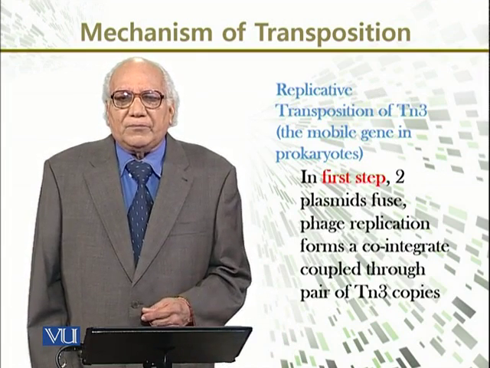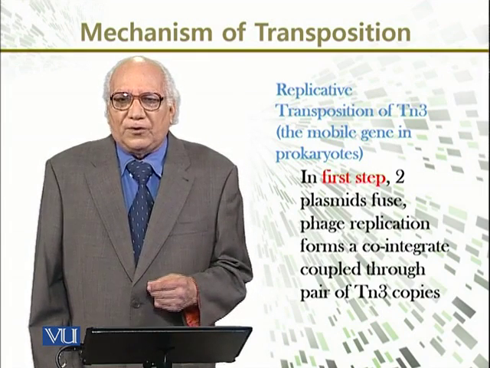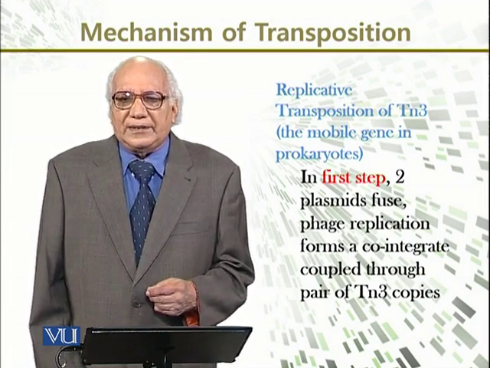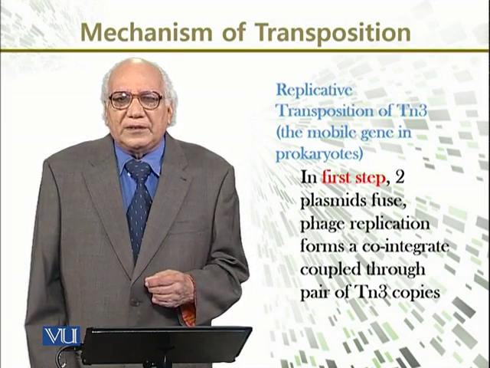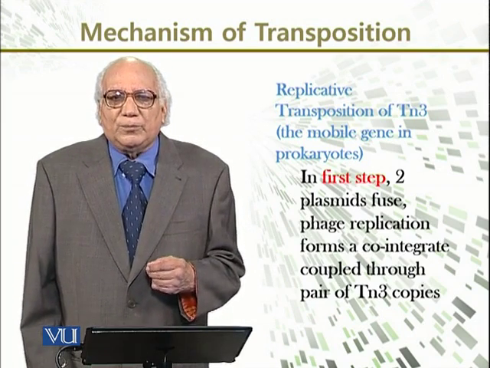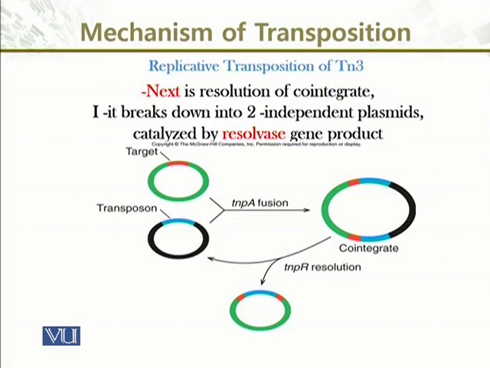In the first step, the two plasmids fuse. Replication forms a cointegrate completed through a pair of Tn3 copies. Now, Tn3 is a mobile gene in prokaryotes. In this diagram, it is illustrated that there is the transposon, in light brown, and the green is the target DNA, the target place.